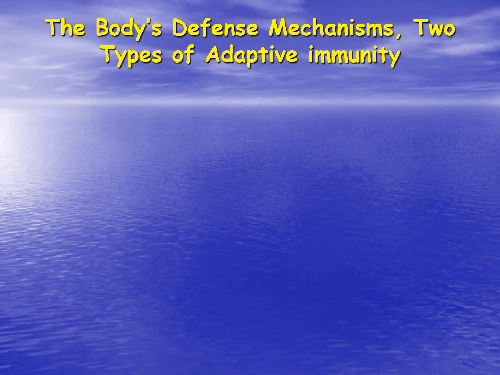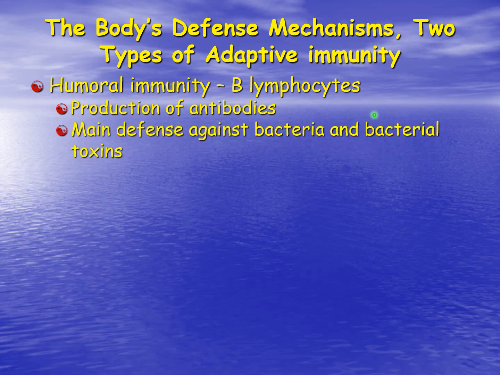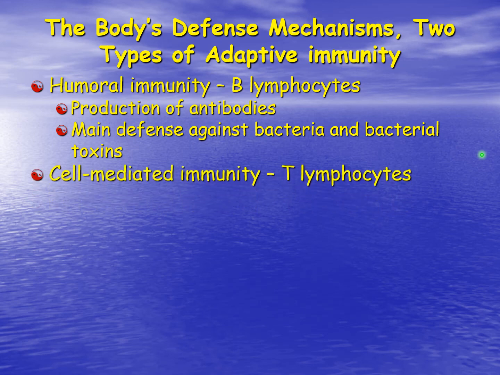So we've already talked about the types of immunity, where we said that we had the innate immunity and adaptive immunity. What we'll see in adaptive immunity are two types. We have the humoral immunity, which is under control of the B lymphocytes or B cells, and this is going to be involved in the production of our antibody proteins to antigens, and it is the main defense against bacteria or their toxins, versus cell-mediated immunity, which is under control of the T lymphocytes or T cells.